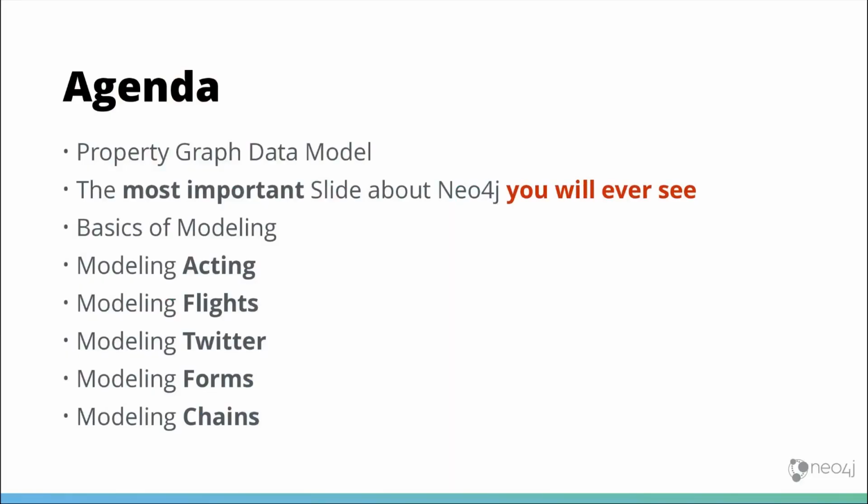So the agenda for today is we're going to talk about the property graph data model just a little bit to level set and make sure everyone is in a good spot. Then we're going to see the most important slide about Neo4j you will ever see. And if you want to stop paying attention to me after this slide, that's perfectly fine. It's all you need to know about understanding how Neo4j works. We'll go over the basics of modeling, and then we'll do some modelings for acting, for flights, for Twitter, for forums, for chains, and then we'll take questions and random things you have in mind.